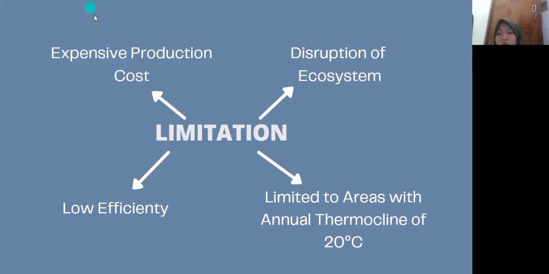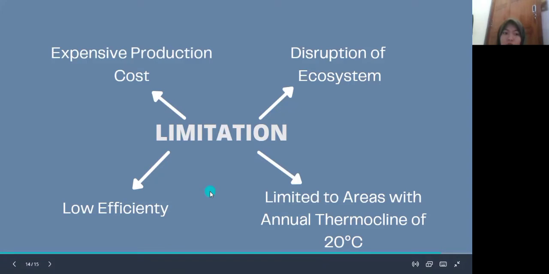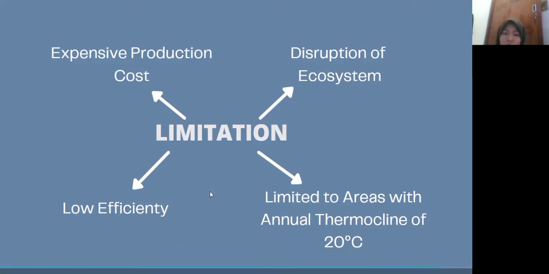And it is also limited to areas with an annual thermocline of 20 degrees Celsius. So it only works in a few regions of the world. And the last one, it has low efficiency. The maximum possible current thermal efficiency of an ocean thermal energy conversion power system is about 7%.